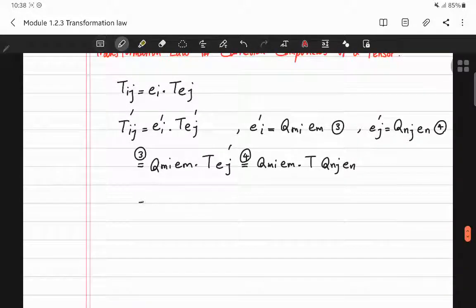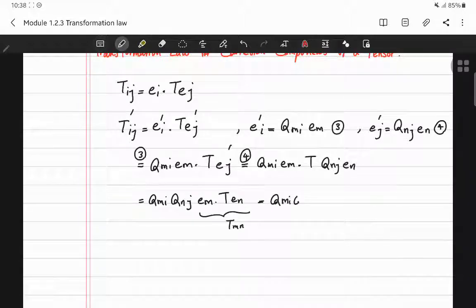All right. So I can take out Q_mi and Q_nj. So Q_mi Q_nj, and what I end up with is e_m dot T e_n. This is nothing but T_mn. So this is Q_mi Q_nj T_mn. And if I sort this out, I can get something like Q_mi T_mn Q_nj.